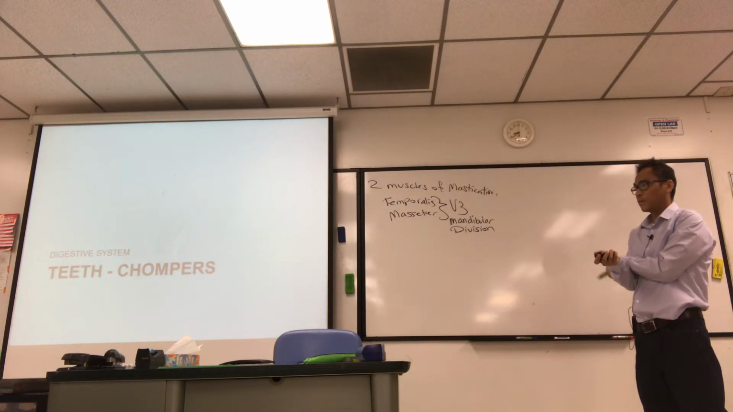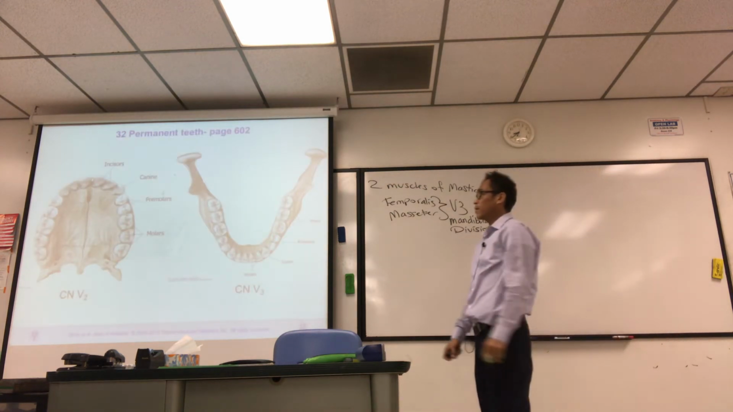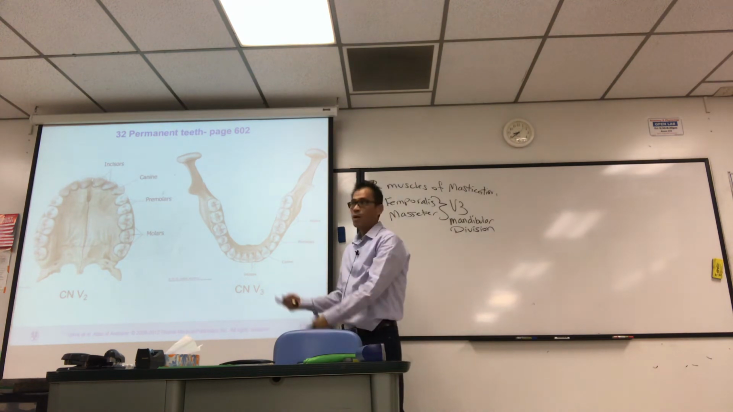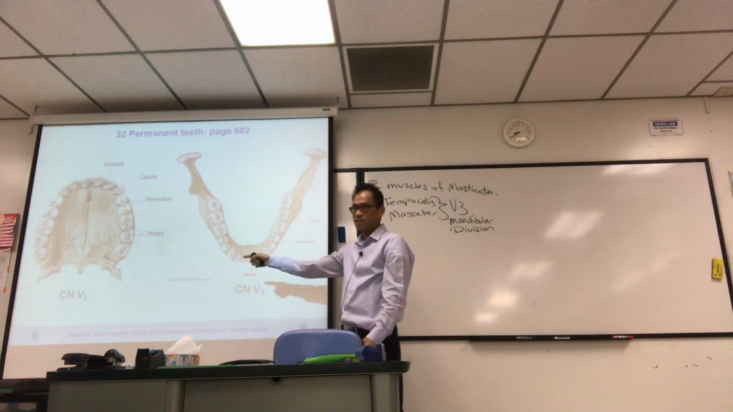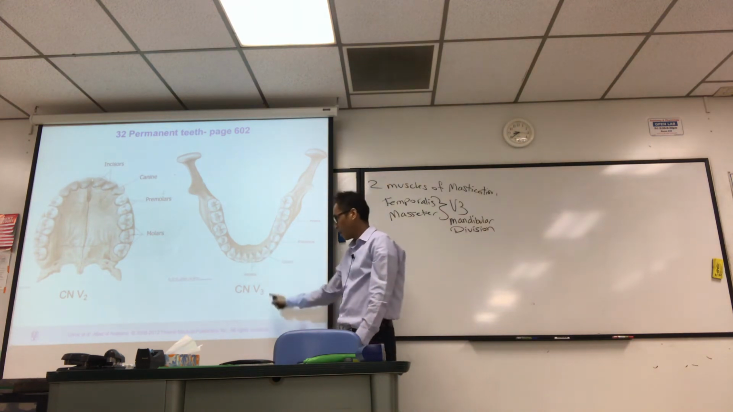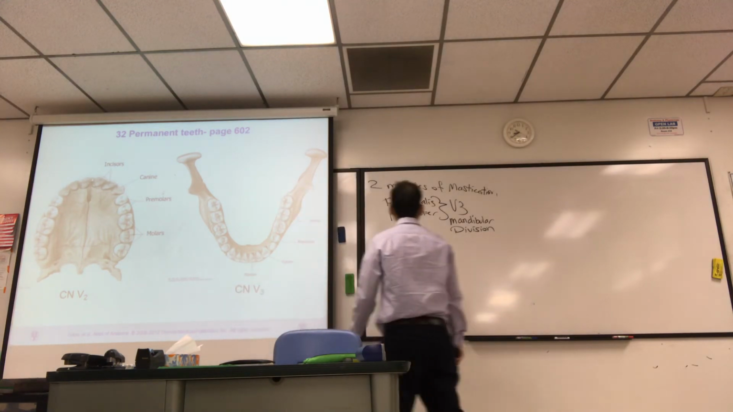Talk about your teeth, your chompers. The structure of teeth, well, if you just look at both jaws, you can see all the teeth are in there. Upper jaw, lower jaw, okay? So in anatomy, we say maxillary teeth, mandibular teeth, right? And the innervation is V2, V3 for sensory function.